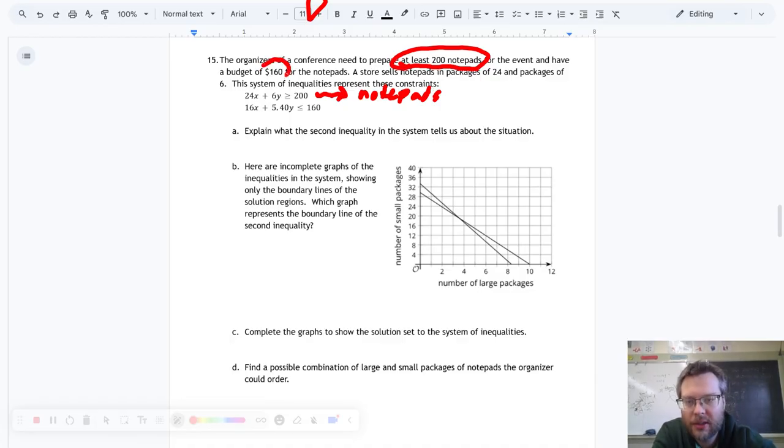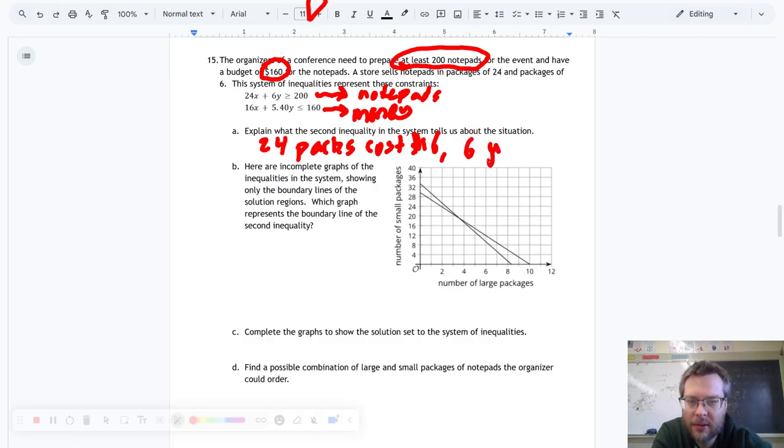I can also see that there's a budget of $160. The other inequality talks about money. And the budget needs to be less than or equal to 160. So now when I look at this, I can tell that 16x and 5.40y must talk about money. So the second inequality tells us that the 24 packs cost $16. And the 6 packs cost $5.40.